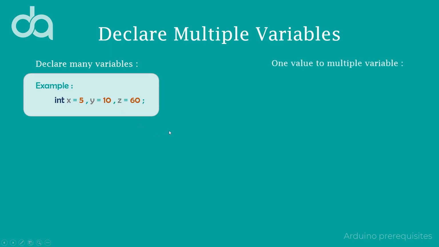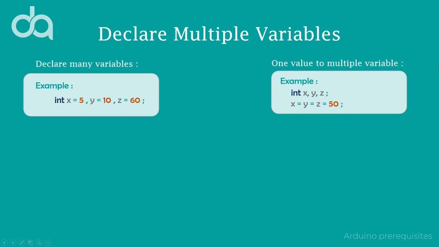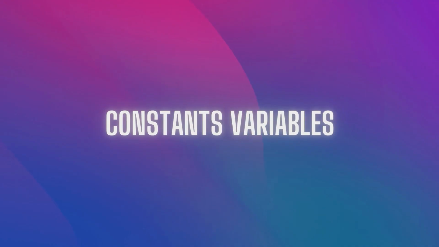And the second one is one value to multiple variables. You can also assign the same value to multiple variables in one line. For example, int x, y, z; and then you can assign the value for all of these variables: x = y = z = 50. And that's it.